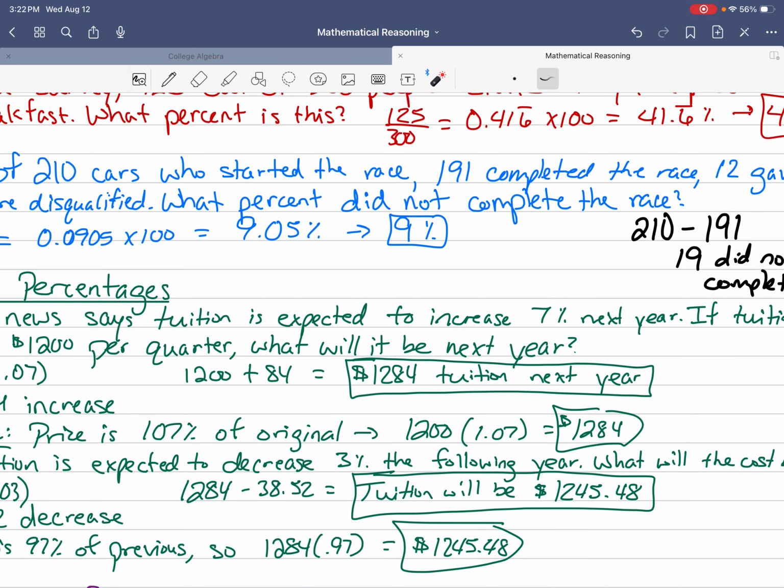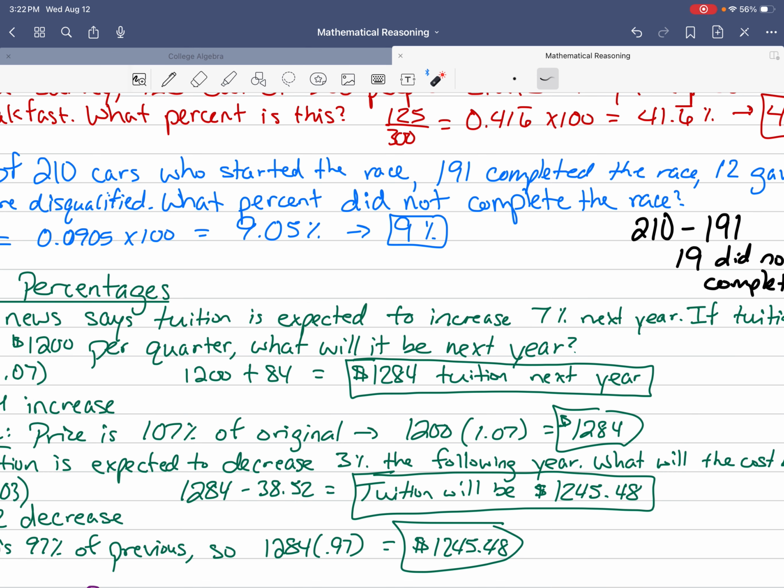So again, I'm going to show you both ways you could approach this problem. So, we have our new original price for next year, which is $1,284. This price is expected to decrease by 3%. So we need to figure out what is 3% of that price. So 1,284 times 3%, because for a percent, you divide it by 100 to get the decimal. So 1,284 times 0.03 tells us that the price is going to decrease by $38.52.